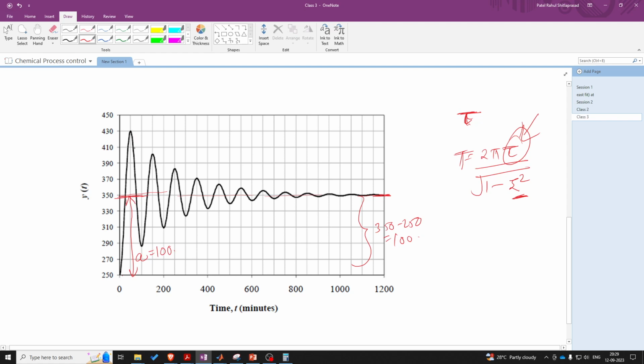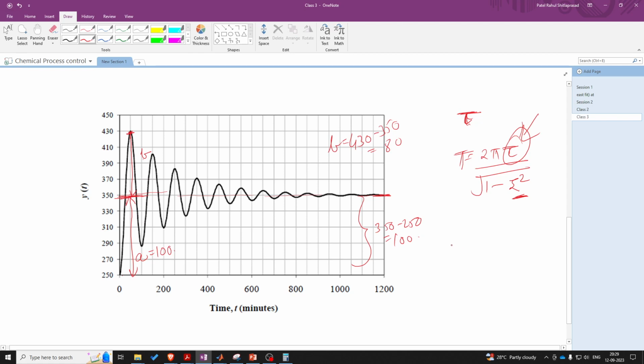Similarly, we can find the distance between the maximum response and the steady state value or the ultimate value. This part we can call B. So the value of B will become 430 minus 350, which is 80. So once we have this B upon A, we can calculate the overshoot.